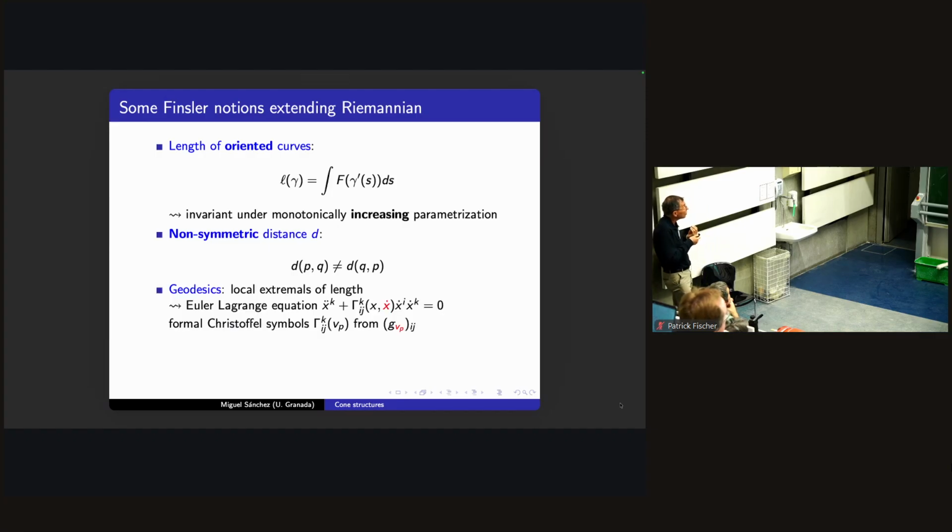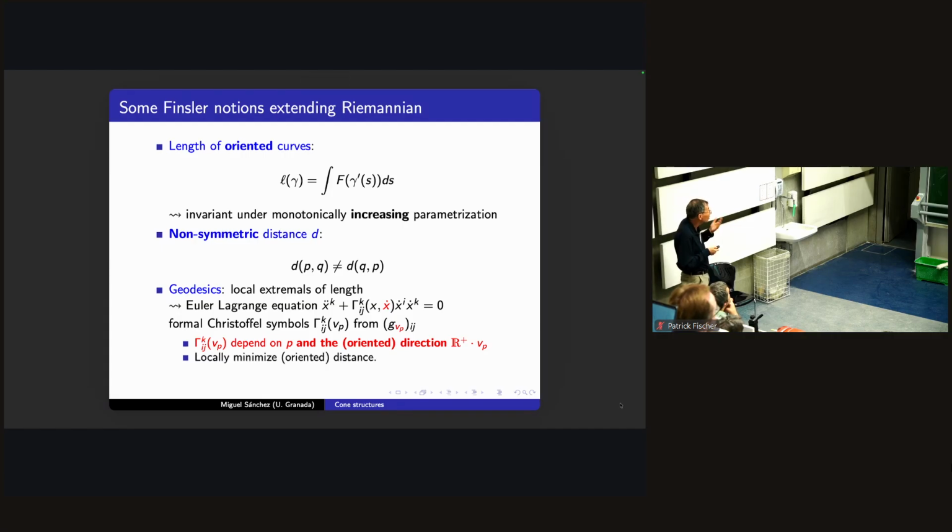We can also define geodesics, considering the Euler-Lagrange equation, and then the corresponding Christoffel symbols. They are computed in a way formally similar to the case of Riemannian geometry, but now they also depend on the velocity, on the oriented direction of the velocity. Also, locally, these geodesics minimize the distance. From this, one can construct a spray, a canonical nonlinear connection, but I will not go into these elements.